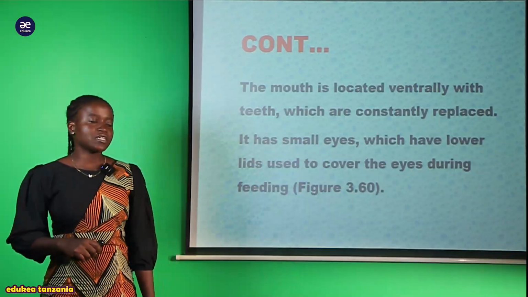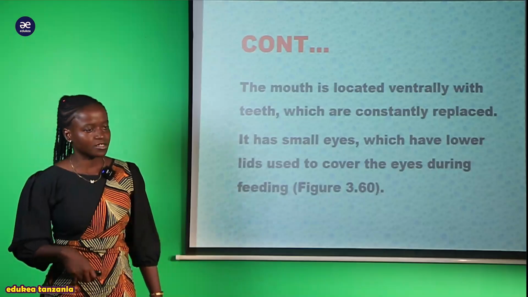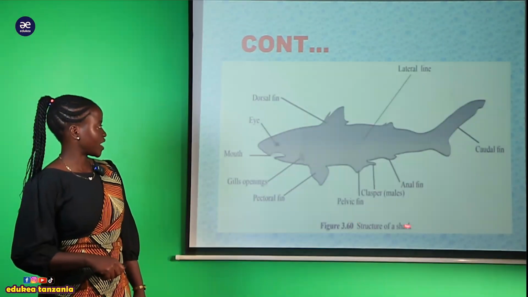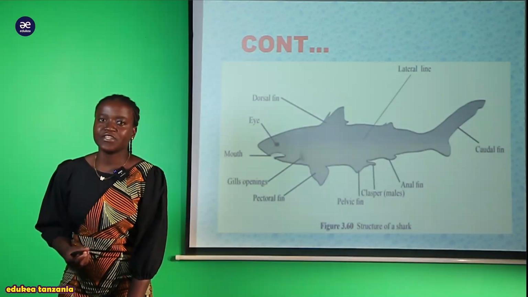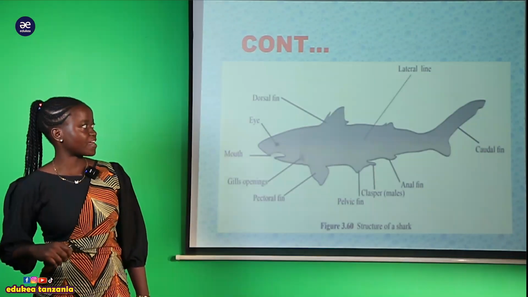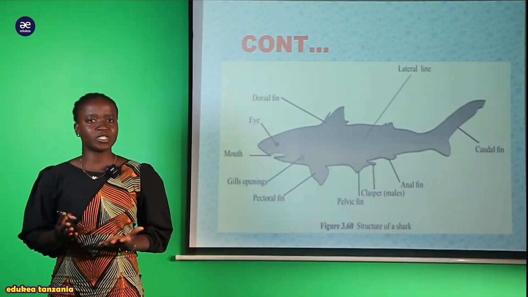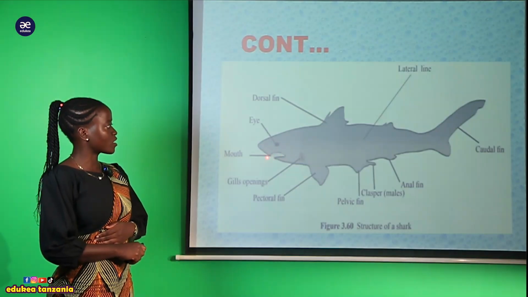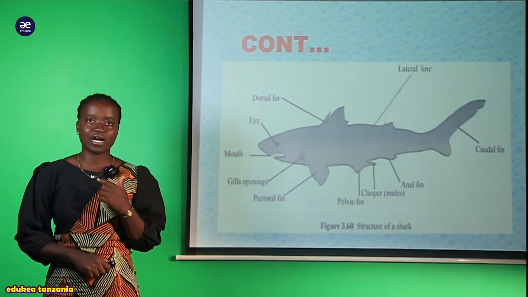So now we're going to see figure 3.60 that shows the structure of the shark. And my student, this one is the structure of the shark. As we have said, this organism found within the Chondrichthyes, mainly the shark, tulisema anakuwa na ventral mouth. And this mouth you can see here, it is a ventral mouth, kwa maana kwamba iko huku chini kabisa their mouth. Ndiyo maana tunaita ventral mouth.